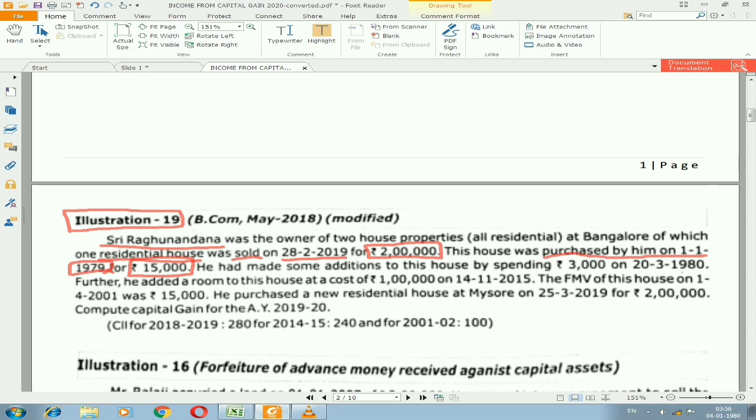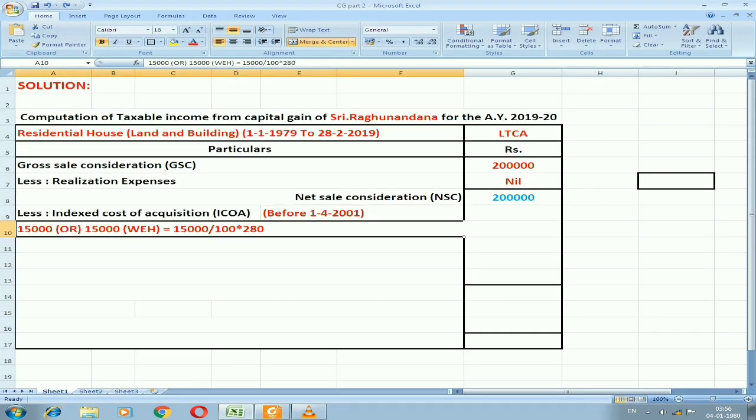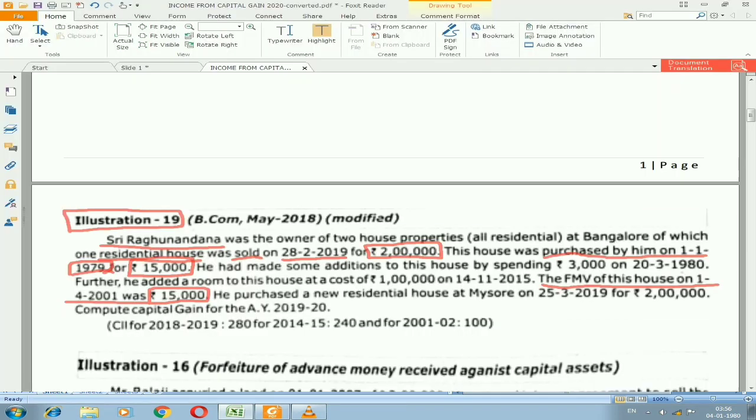date of 1/4/2001. In the question you can see the fair market value of this house on 1/4/2001 was rupees 15,000. So we are supposed to compare those amounts and take whichever is the higher amount. So here 15,000 or 15,000, the amount is same, so we need to consider the higher, the amount will be same, 15,000. So as it is before, we are supposed to divide it by 100 and multiply with 280. So why we need to take 100?